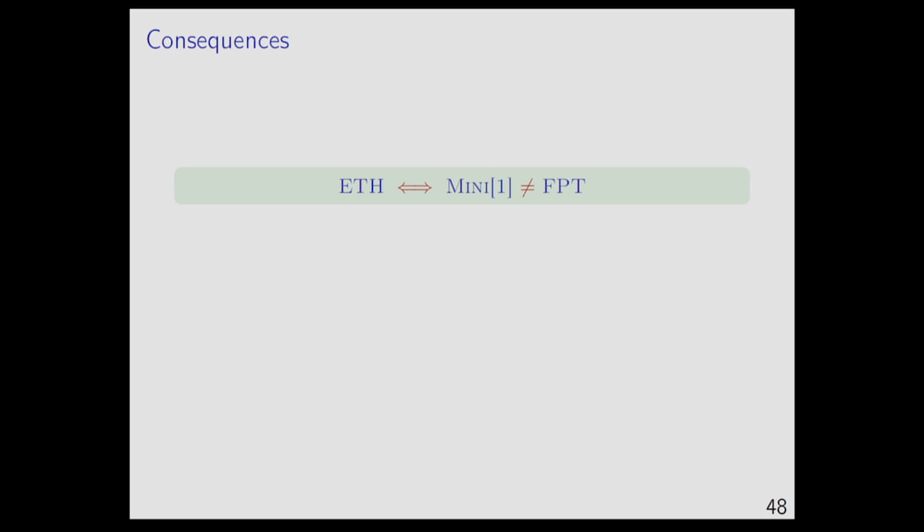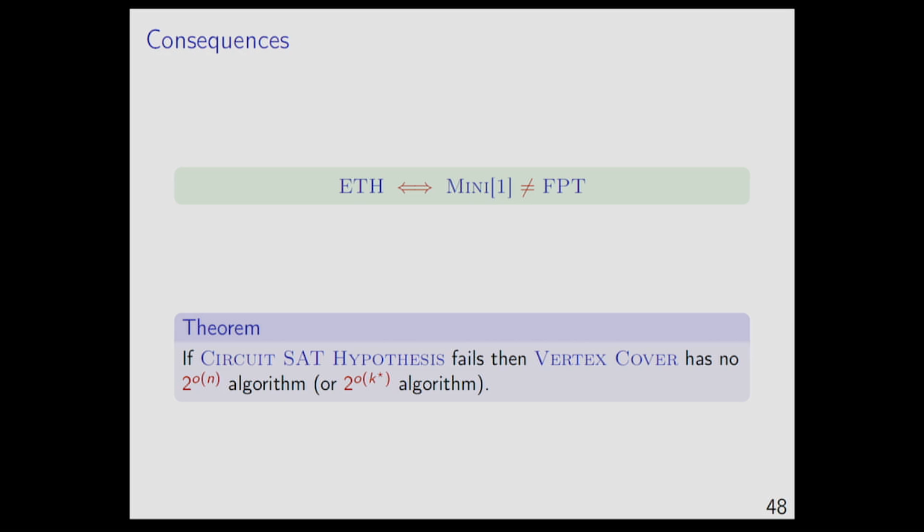So because ETH came, it was easier to use. So in this world, FPT not equal to mini 1 got buried, and rightly so, because I mean they're equal. So why do we care? This is how two parallel theories were built, and they somehow coincided with the sparsification lemma. So for both theories to be built, you need sparsification. That's the single most important discovery in this field, which ties them together. Okay, so if the circuit SAT hypothesis fails, then vertex cover has no 2 to the power little o of n algorithm, because of this sparsification.